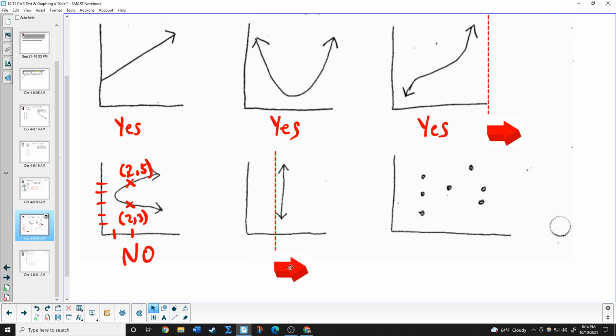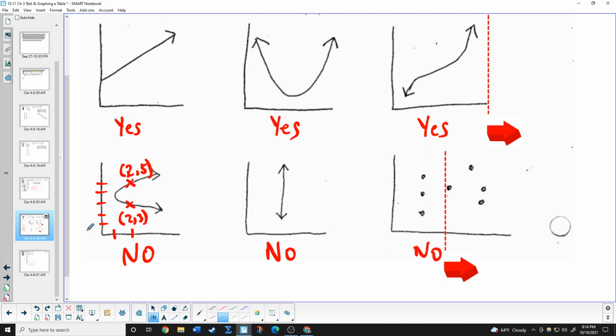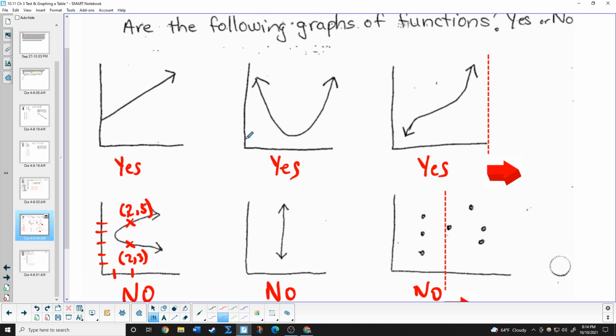All right, right here, this one definitely doesn't work. Every single one is on that same x value. This is not a function, and this one is not a function either. These ordered pairs fall on the same x value, so this is not a function. Okay, so all the ones on the top pass the vertical line test.